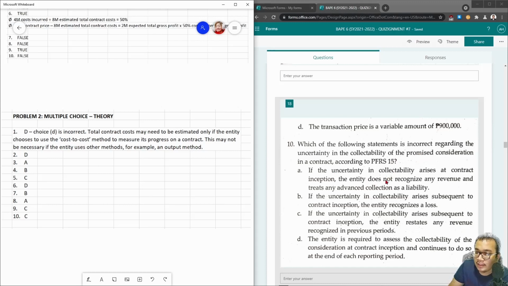If the uncertainty in collectability arises at contract inception, the entity does not recognize any revenue and treats any advance collections liability. Correct yan? Dapat yan. Letter B. If the uncertainty in collectability arises subsequent to the contract inception, the entity recognizes a loss. Yes. If the uncertainty in collectability arises subsequent to the contract inception, the entity restricts any revenue recognized. Then, past 8 na yan.